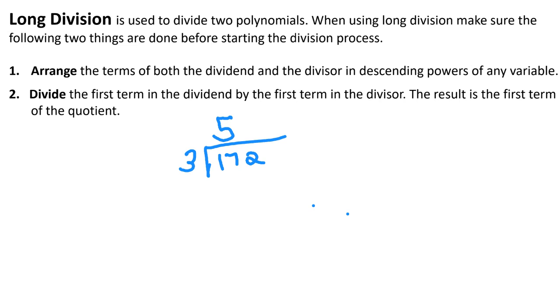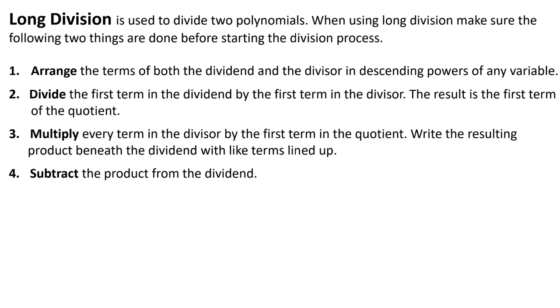For some of us, we would say, okay, 5 times 3 is 15. So we write the 15 below the 17. And then what do we do next? We subtract, right? And so we get a 2. And what's the last thing we're going to do here? We're going to bring the 2 down. And then the process starts again. Okay, so this process is going to be the same for dividing polynomials. On the next slides, I have the process just written in words.